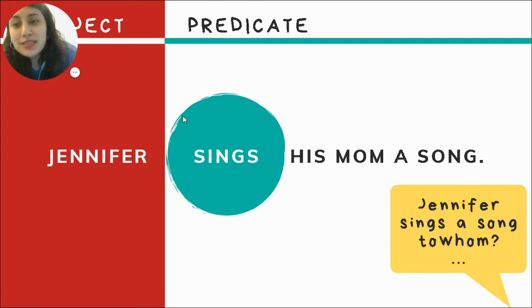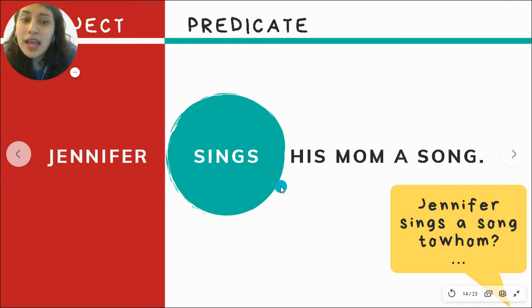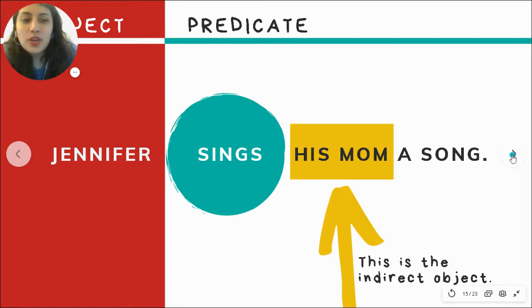So first we say, as we know, Jennifer sings what? A song, right? A song to whom? To his mom. So she is the recipient of the direct object. Jennifer canta ¿qué? Una canción. Objeto directo. Una canción ¿a quién? A su mamá. Objeto indirecto.